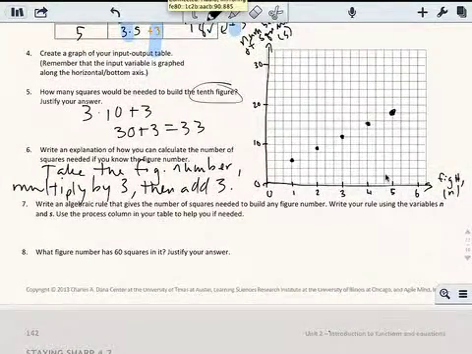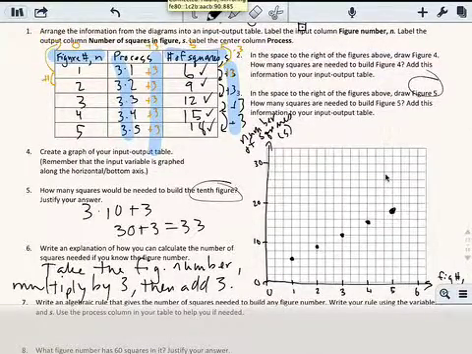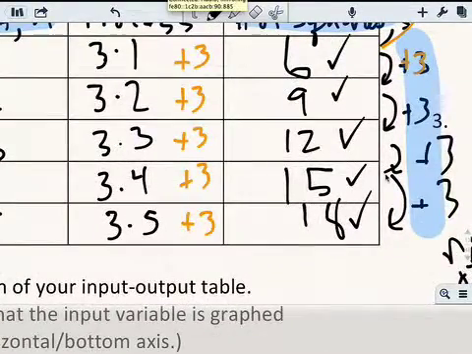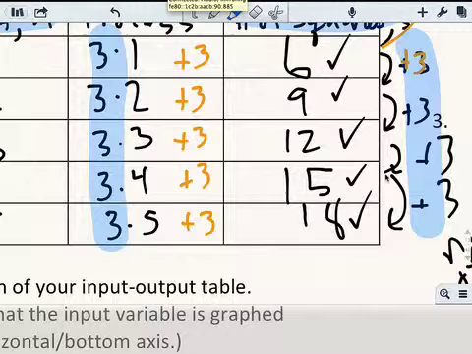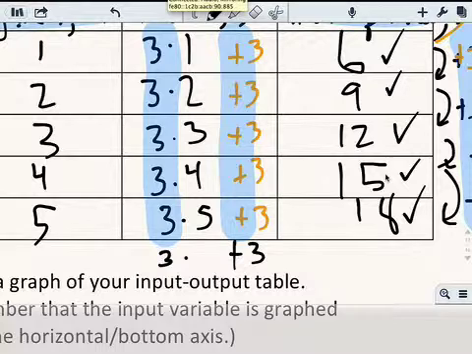Write an algebraic rule that gives the number of squares needed to build any figure number. Write your rule using the variables n and s. Use the process column in your table to help you if needed. And so if you haven't noticed this trend yet, when you look at a process column, it basically has your rule in it. And so I know that 3 and times are a part of every part of the process here. I know that plus 3 is a part of every part of the process here. And then I notice what's changing, and it's this number 1, 2, 3, 4, 5, and that number is n, the figure number. And so if I do that, I should get the number of squares, s. And so my rule comes straight out of my process column.